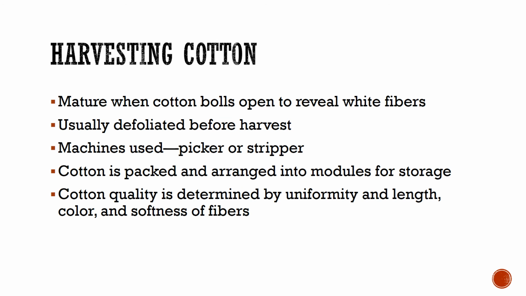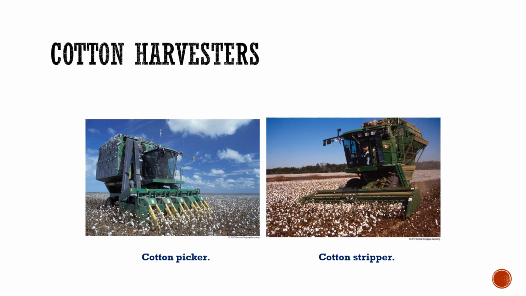All right, let's look at a couple different ways we harvest different crops. So cotton: when we harvest cotton, it's actually in bolls, and they'll open and reveal that white fiber. We use a picker or a stripper, and then it's baled up in what looks like round bales, or they can actually do them in squares now as well. So this is what that looks like. This is what a cotton stripper and a picker look like.